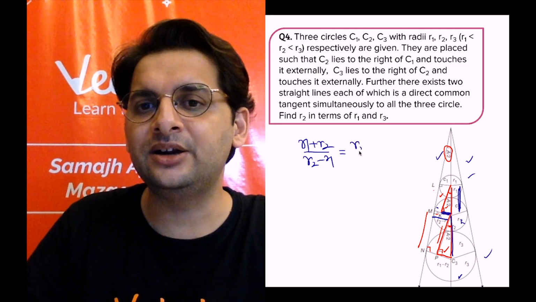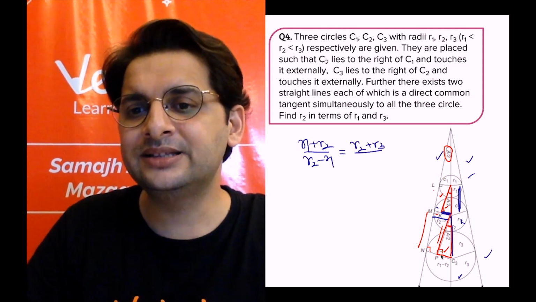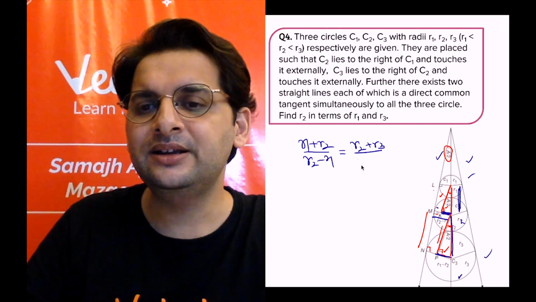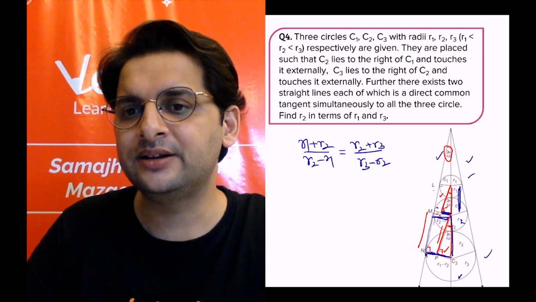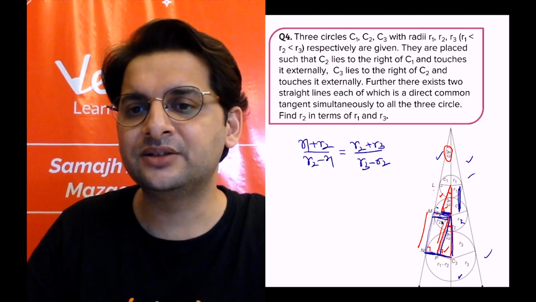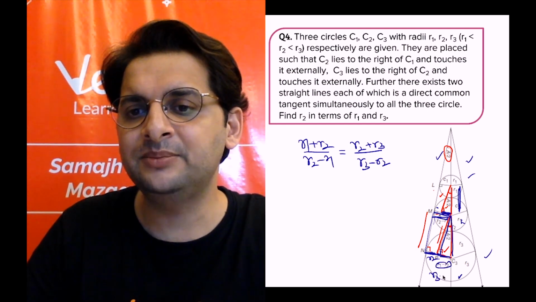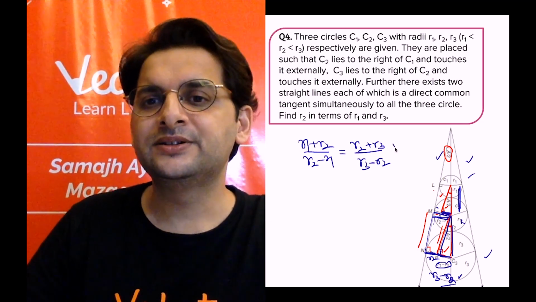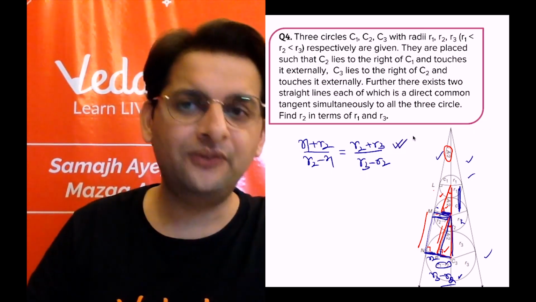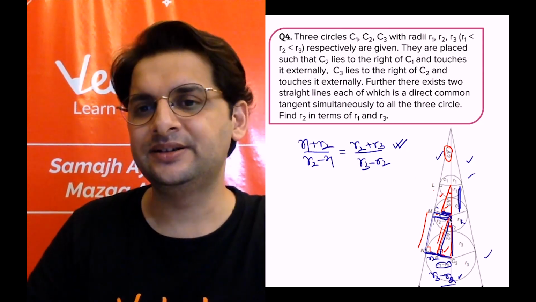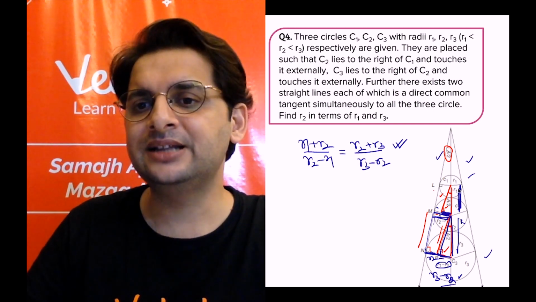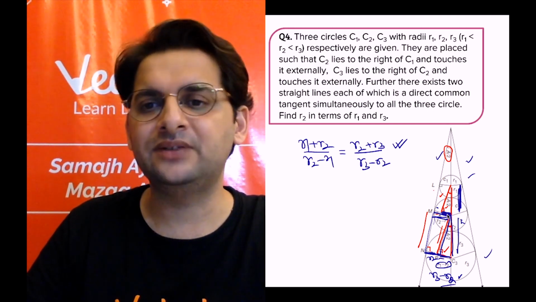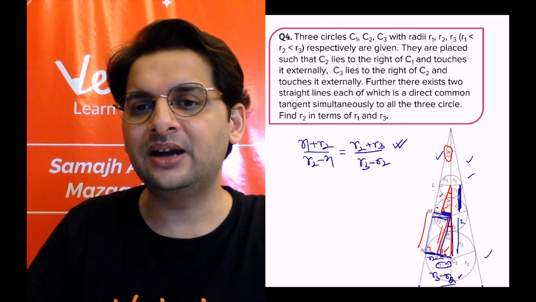This length is clearly R2 plus R3 and this length would be R3 minus R2, because this is R2 and this would be R2 because this is a rectangle. So this is R2, this is also R2 and this length would be R3 minus R2. So by simple application of similar triangles, this length upon this length is same as this length upon this length: R1 plus R2 upon R2 minus R1 equals R2 plus R3 upon R3 minus R2.